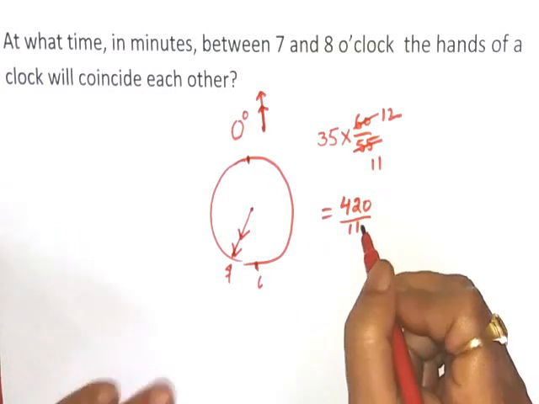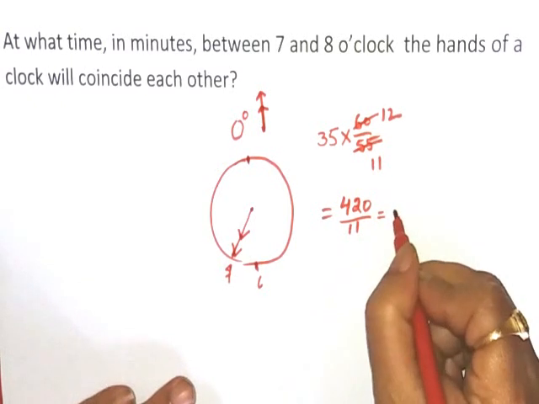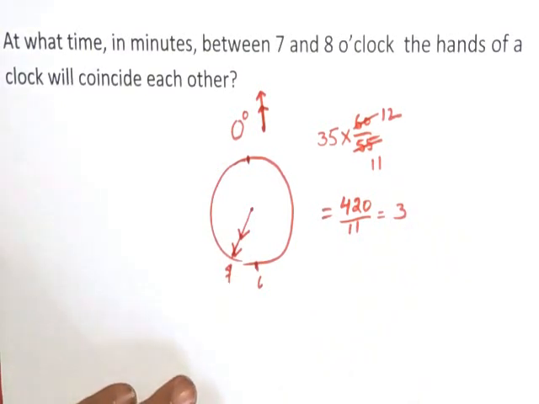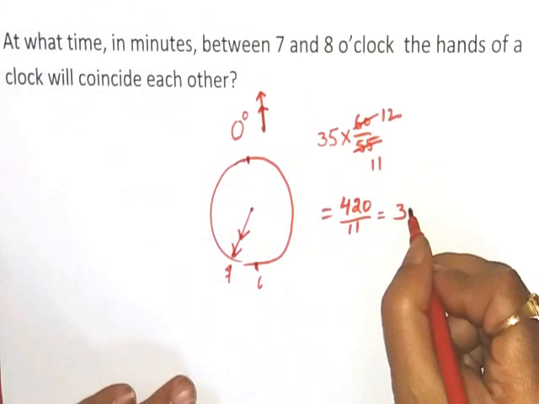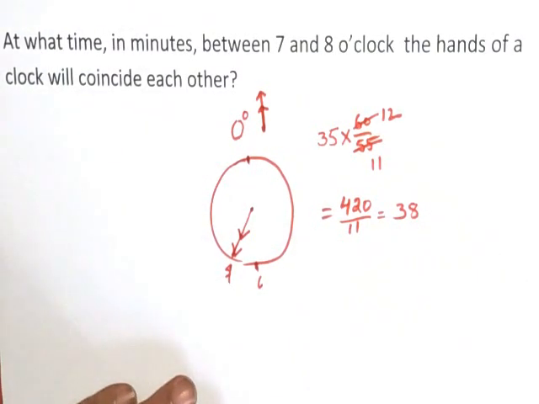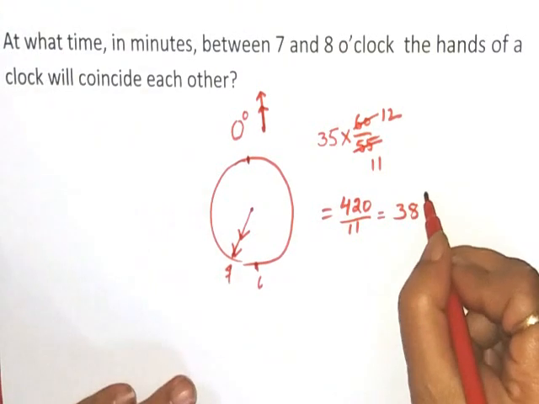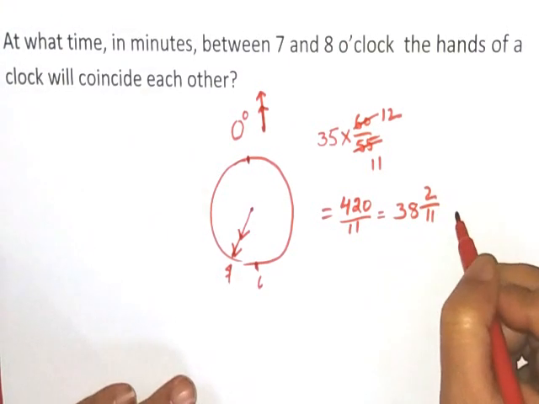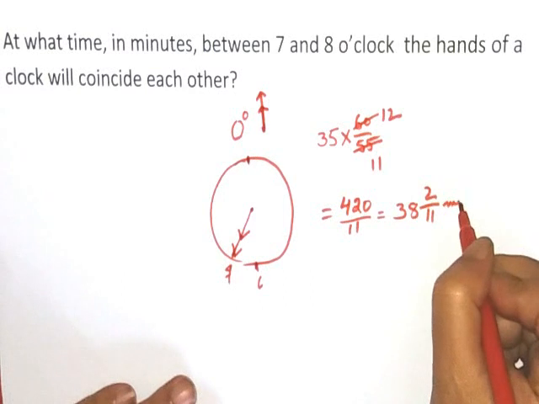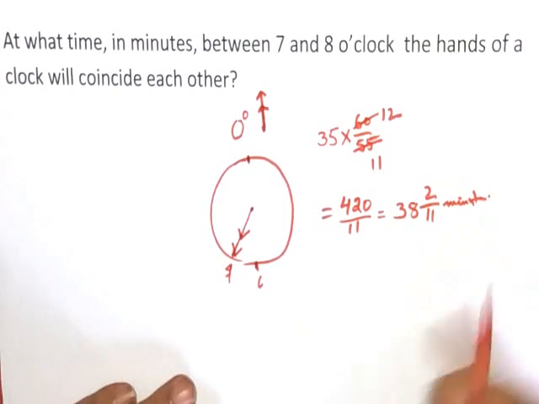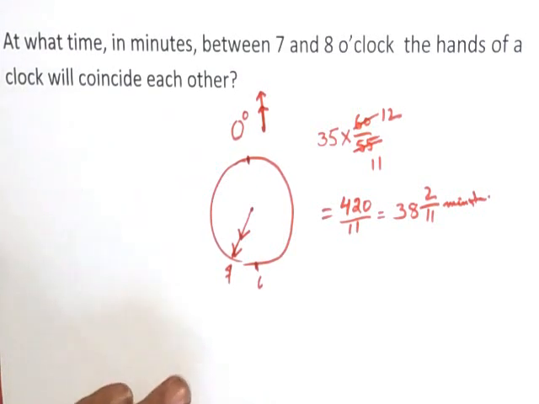So how many times will it go? 3 times, that means 11 3s are 33, what remains in hand? 9, 11 8s are 88, what remains in hand? 2, so 38 and 2 upon 11 minutes. This will be the exact time when both the hands of the watch will coincide. I hope that now the things are very much clear.